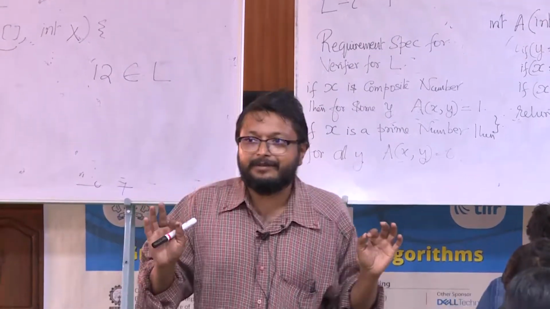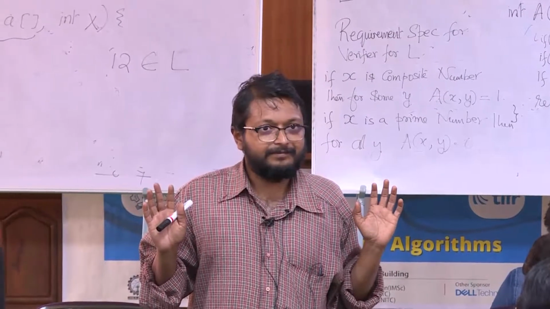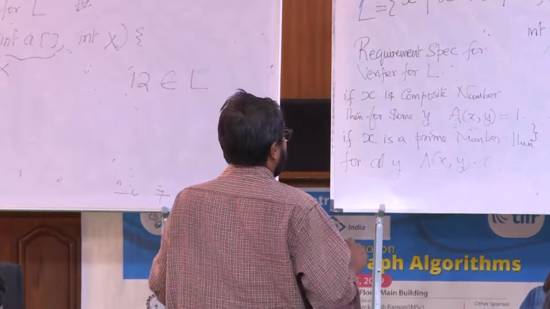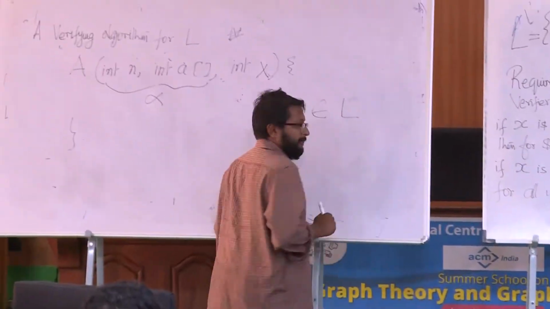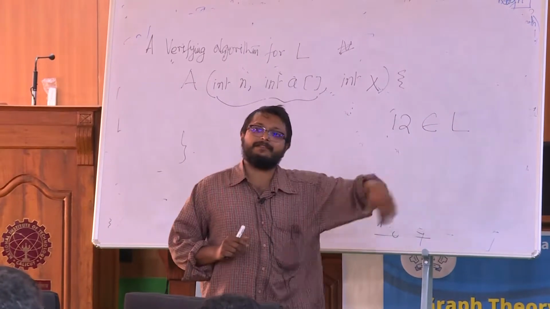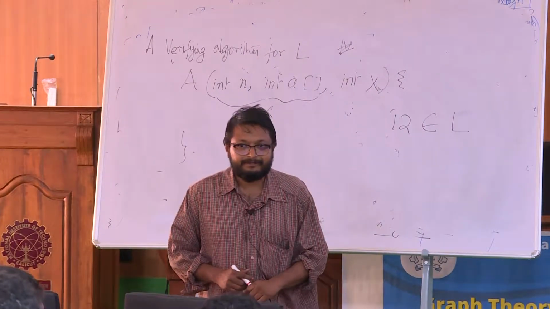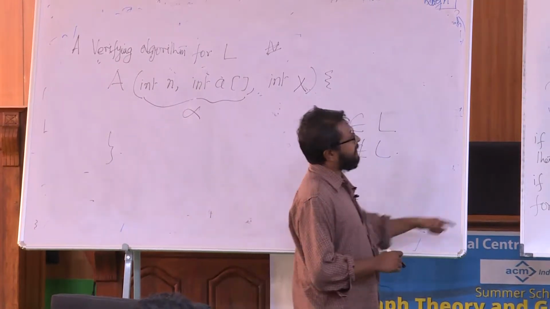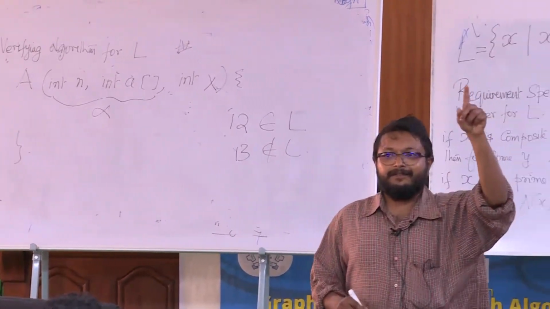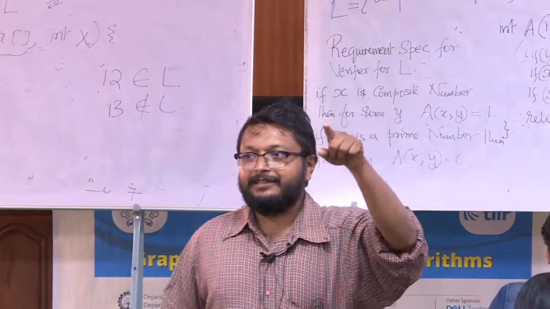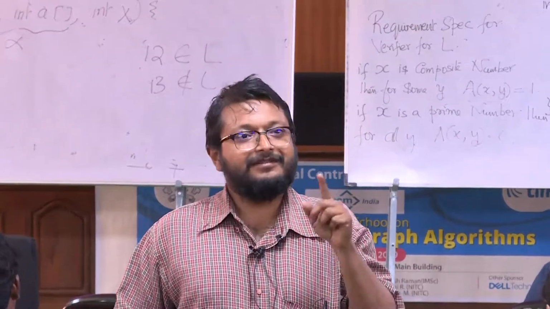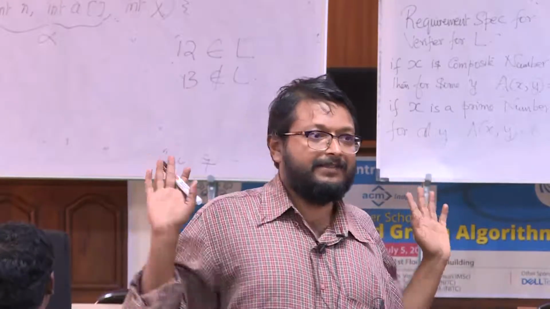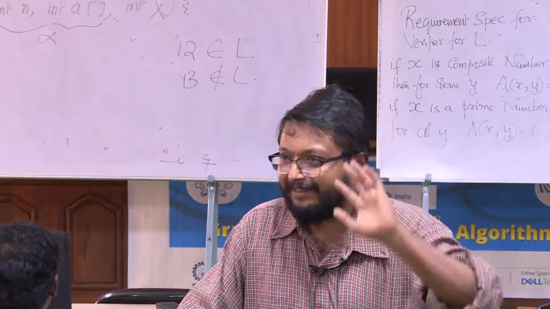Let's see what the requirements are. If x is composite, then, for example, 12 is composite and 12 is an input in the language. Can you give me an input which is not in L? 13, yes. 13 is not in L. Now, can you make this algorithm return 1 on 12? Yes, provided as a password you give 2, 3, 4 or 6. The existence of one password is enough in case there are many.